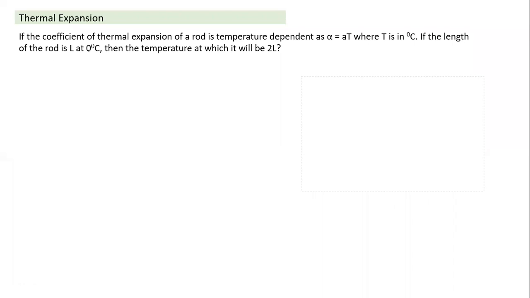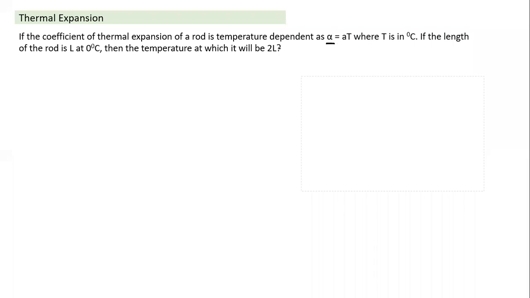Another question: if the coefficient of thermal expansion of a rod is temperature dependent, here also alpha is not constant. Whenever alpha is not constant, again we need to take a small element. Alpha is dependent on temperature, in degree centigrade. If the length of the rod is L at 0 degree centigrade, at what temperature will the length become 2L? That's what we need to calculate.